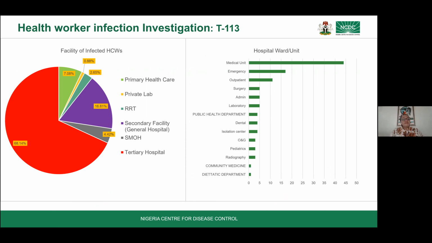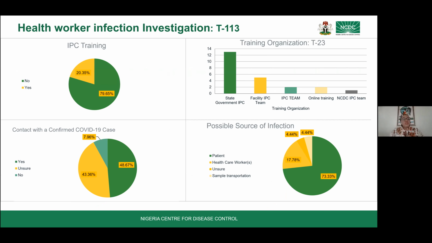For the type of health facilities that they work in, a lot of them identify that they work in tertiary facilities, and for the wards, most of them are in the medical wards. When we looked at the IPC training, you notice that only about 20% say that they have received IPC training within the last 6 months. And if you further dig down to the organization that did the training, most of them identify that the state did the training.